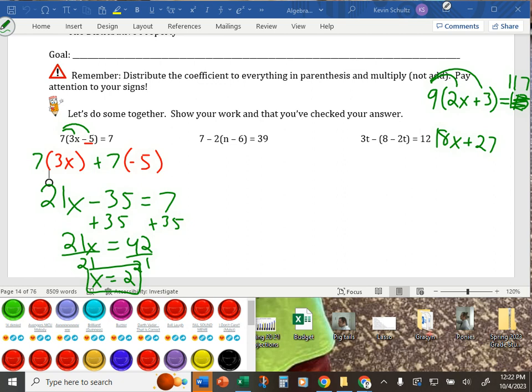No? Okay. So now it equals 117. Here's our two-step equation. Subtract 27 from both sides. That gives us 18x equals 90. Divide both sides by 18. And x equals 5, instead of 4 point whatever that you got when I had the wrong answer. Okay? Feel better? Are we okay?